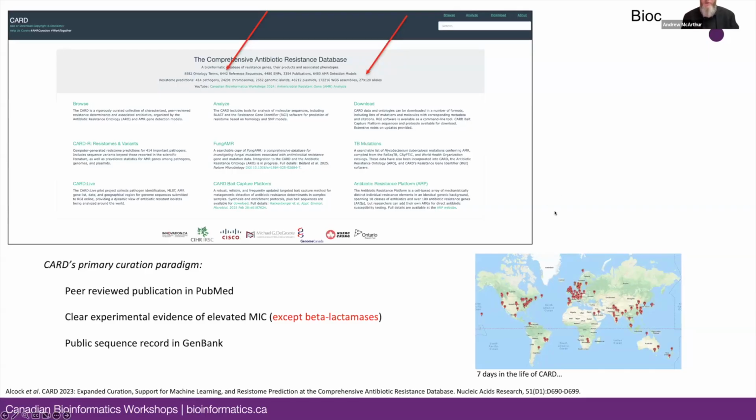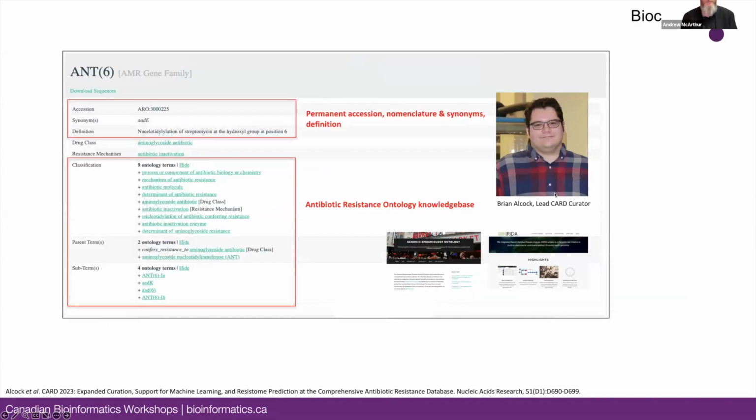But it is important for you to consider, when you find a resistance allele in your sample, is it one that you can track to an experiment and paper through CARD or ResFinder, or is it a variant that you should be a little suspicious might not behave the same way phenotypically?